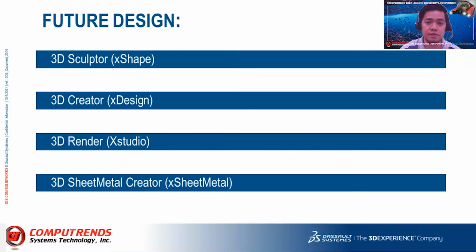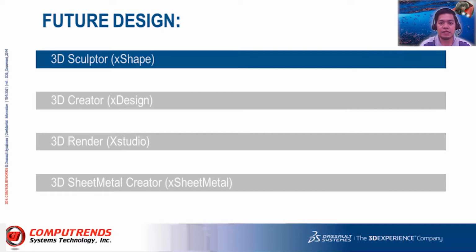We also have what we call the 3D render. So if you want to create photorealistic images and more, you can use this 3D render role. And then lastly, we have 3D sheet metal creator. If your design is more on sheet metal, you want to check the flat pattern of your design and many more, you can use this 3D sheet metal creator role.